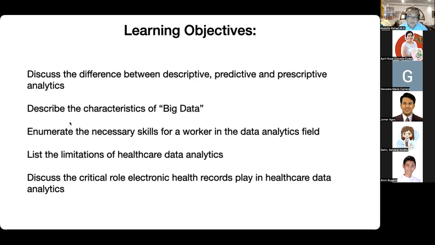Big data refers to extremely large data sets that may be analyzed computationally to reveal patterns that will also give us an idea about trends and associations. So we need big data, because it is very important to analyze and to predict what will happen. We will also list the limitations of healthcare data analytics, for example, data privacy, data quality, data integration. Those are examples of limitations of healthcare data analytics. And then we will discuss the critical role of electronic health records. What role does it play in healthcare data analytics?